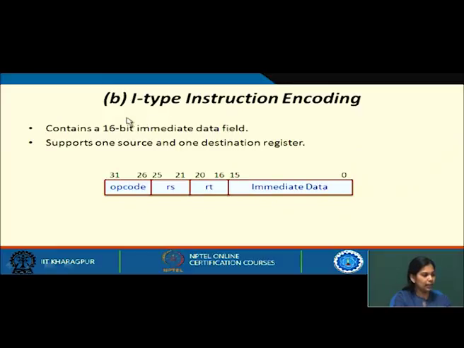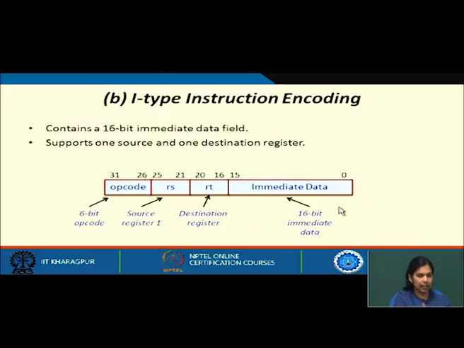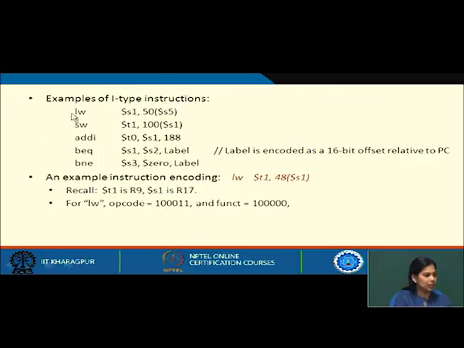For an immediate value, we do not require the other fields, but these values are fixed. This is the source, this is the destination, this is the opcode, but this 16-bit immediate value has changed for the I type instruction. So, this is a 6-bit opcode, source register, destination register, and 16-bit immediate data. Now, you see some of the I type instructions in MIPS 32.